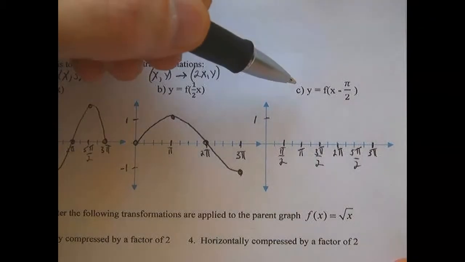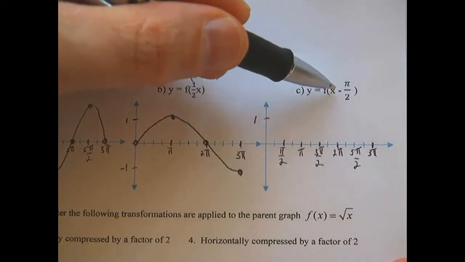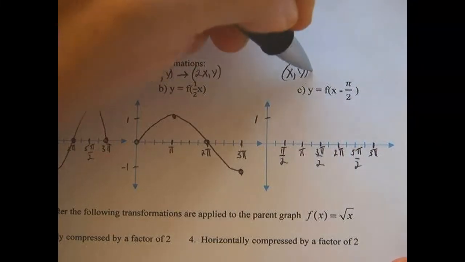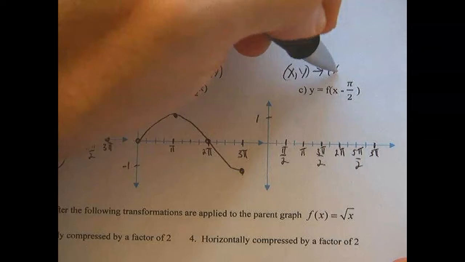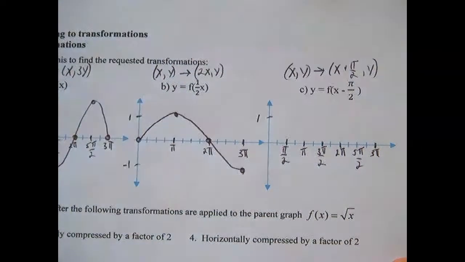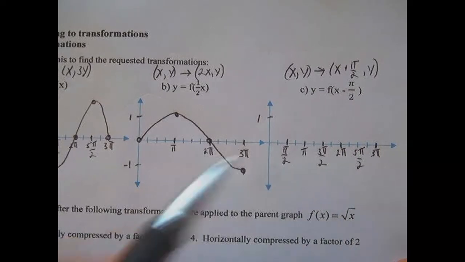For this third example, the function is going to be moved over, and we know that it's going to move to the right. It's always the opposite. It's inversely related to the input. So in this case, our x y will go to x plus pi over 2, and then y doesn't change. Okay, so on my scale, I'm not going to change the scale, it's just that everything's going to move over.